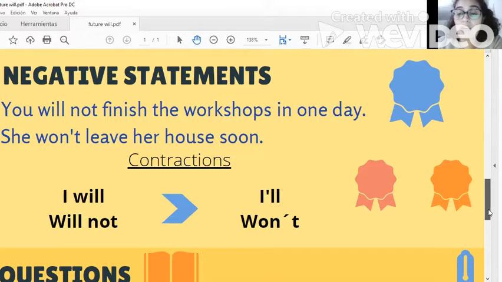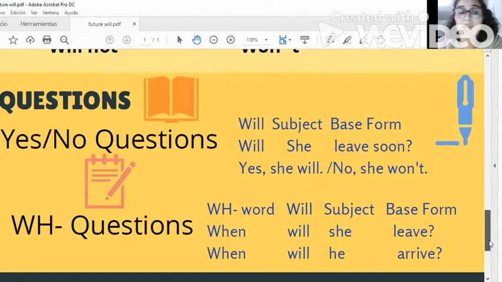Then we have questions. How can we create questions with future will? Here we have two types of questions: yes or no questions and WH questions. Yes or no questions. We have to put the will first, then the subject, and then the base form. Will she leave soon? And the answer is yes, she will. No, she won't. Or no, she will not. Yes, she'll. No, she won't.